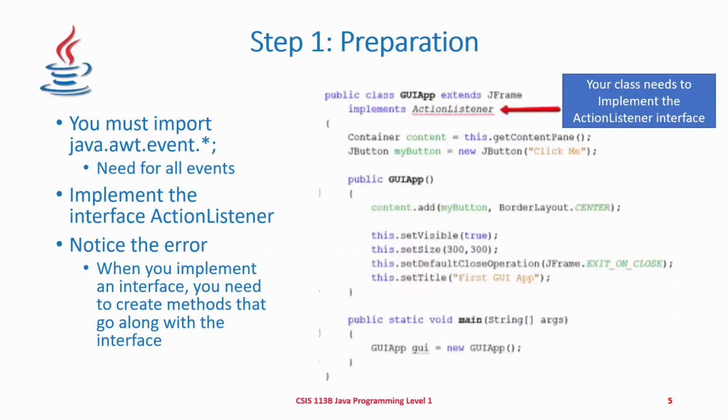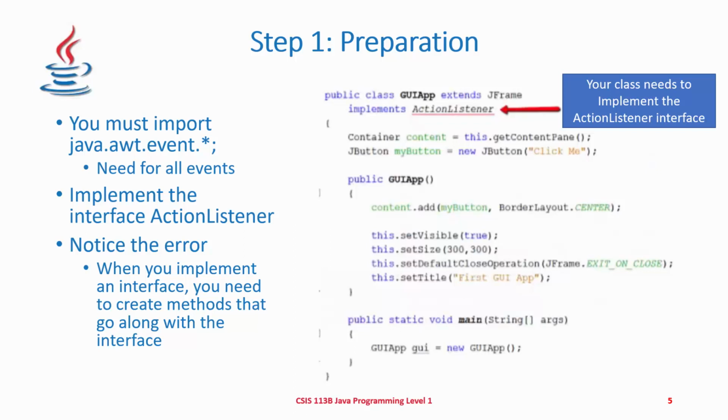The first thing that you must do is you must import the event package, so that would be java.awt.event.asterisk. So that would give us all of the events in the event package. And then you need to implement the interface ActionListener. So this is specifically for the JButton.